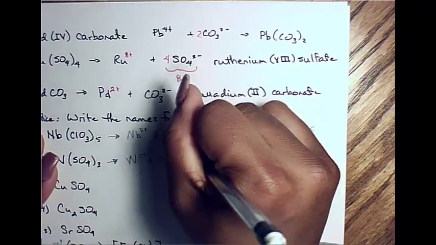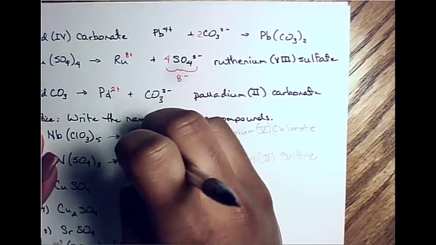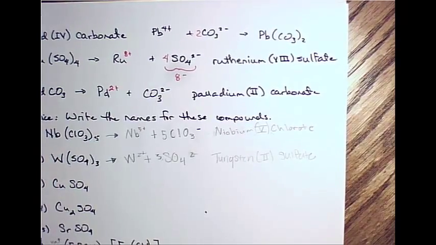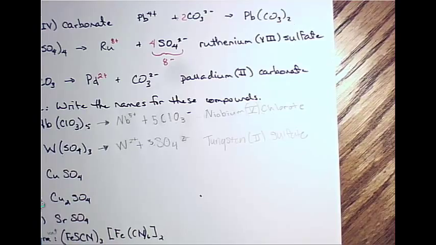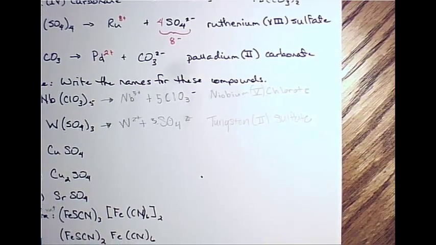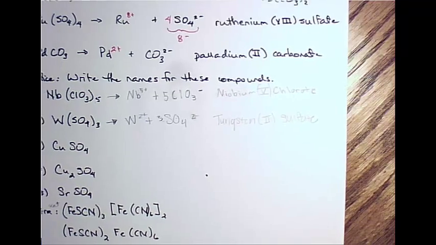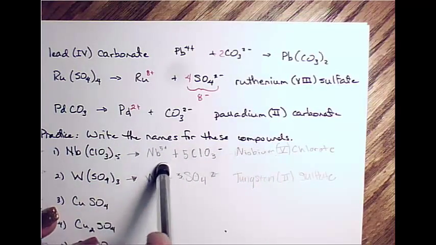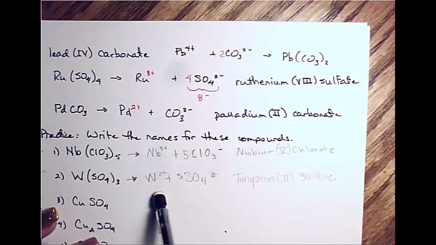The 2 negative was correct. All right, there's a 3 out in front. If I have 3 sulfates, they all have 2 negative charges. How many negative charges total are there? 6 negative. So that's supposed to be a 6 plus. What charge is tungsten? If there's only one tungsten, what charge does it have to have? 6 plus.